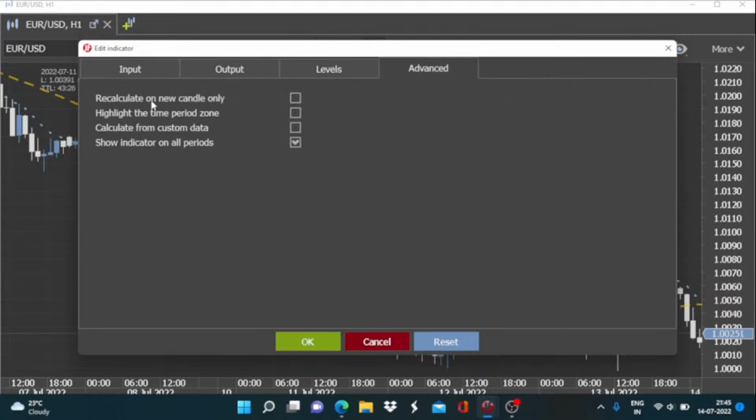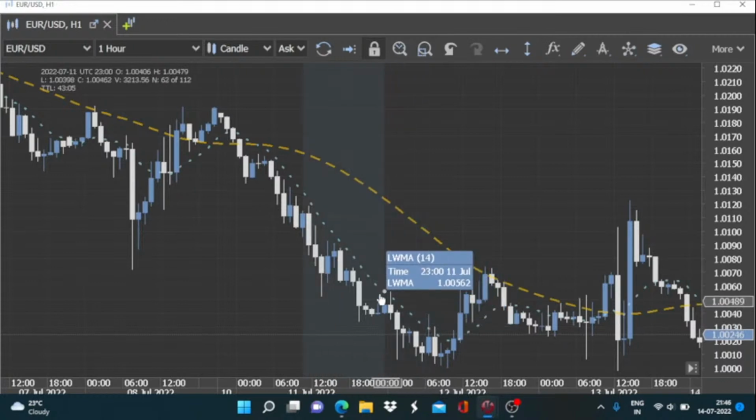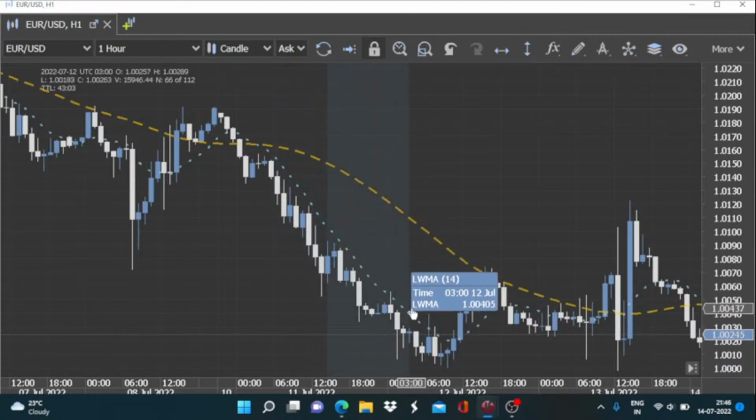Now coming to other customization tools available to us, we can recalculate this on new candle. So only when there is a new candle formation, the recalculation will be done for the output value for that given time frame. We opt for this box. If we want to highlight the calculation time period zone, we can do that. Now if I click on any LWMA value, I will get this calculation period in the highlighted zone.